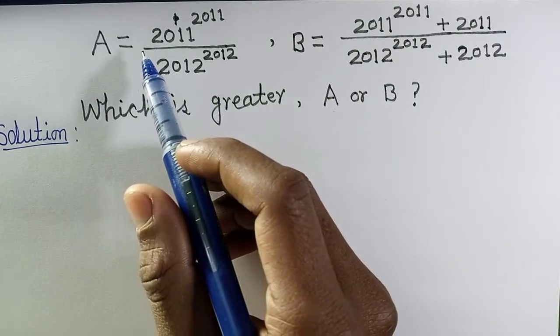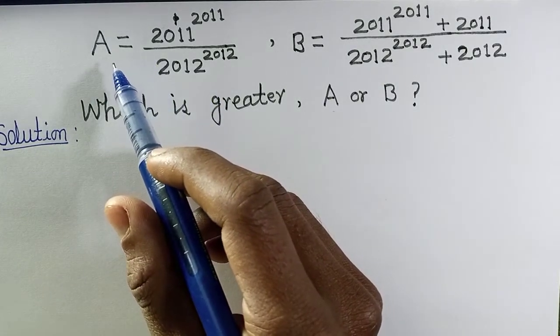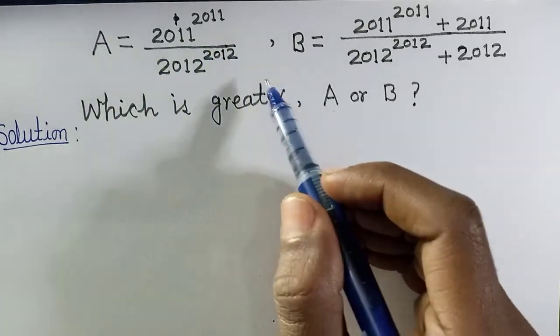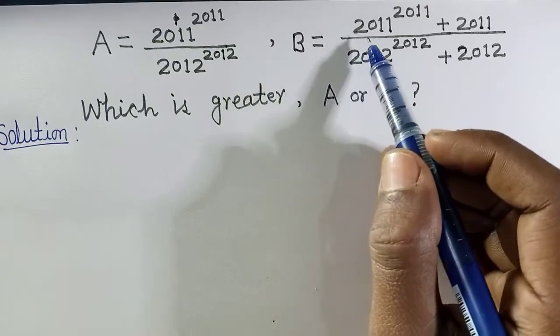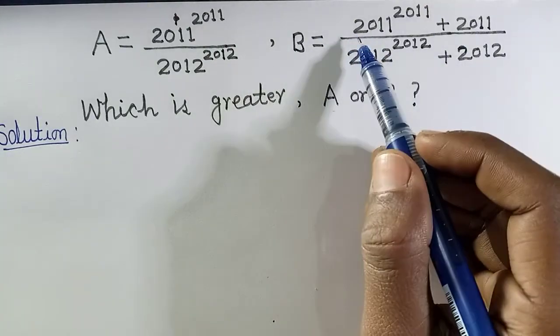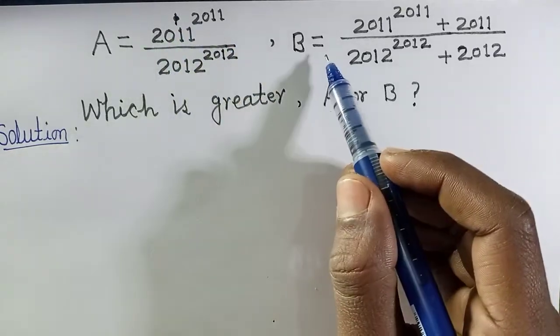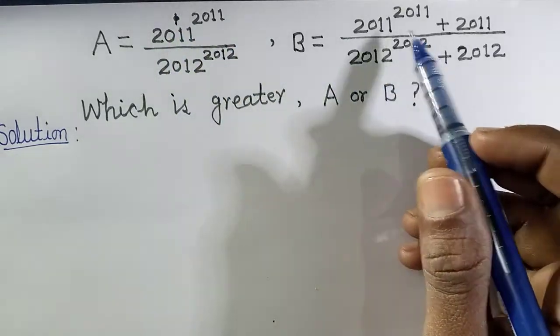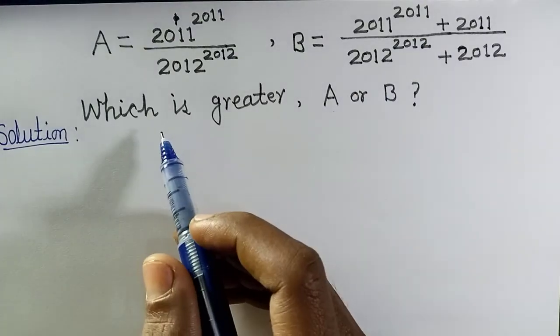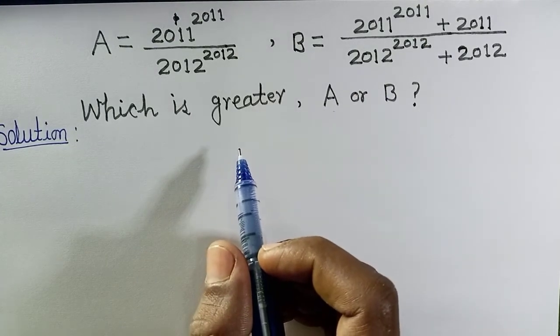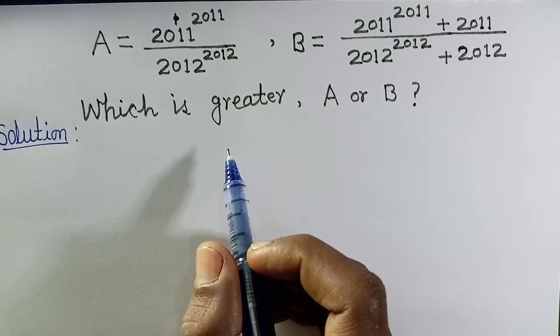So we have given a is equal to this large quantity and b is equal to this large quantity, or a is equal to this large power expression, or b is equal to this large power expression. So we have to decide which is greater, a or b.